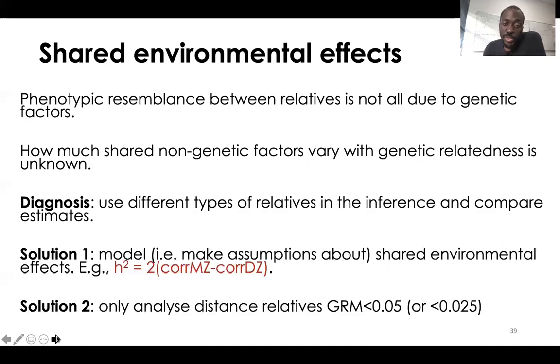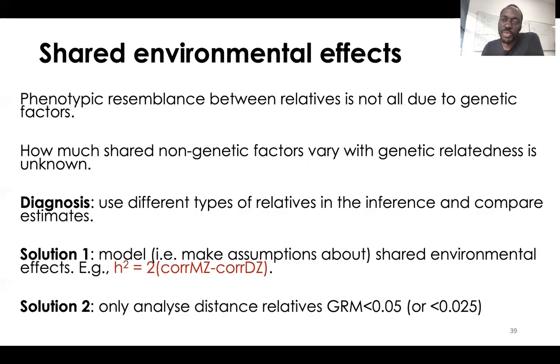So one possible solution is to model this shared common environment, and by modeling I mean making assumptions about it. For example, one very common assumption is to assume that the degree of shared environmental effect is similar between MZ twins and DZ twins. And if that's true, then we can have a consistent or unbiased estimator of heritability by looking at twice the difference in correlation between MZ twins and DZ twins. So this is one possible solution, which comes from making an assumption.